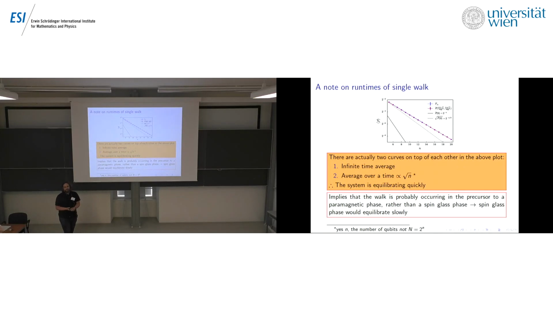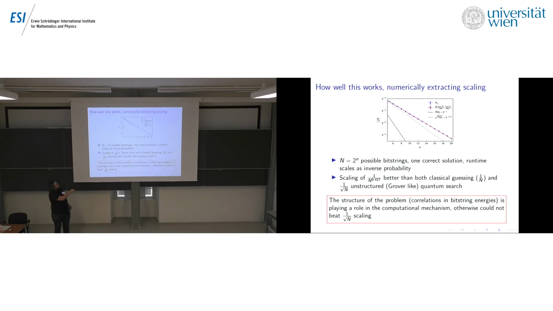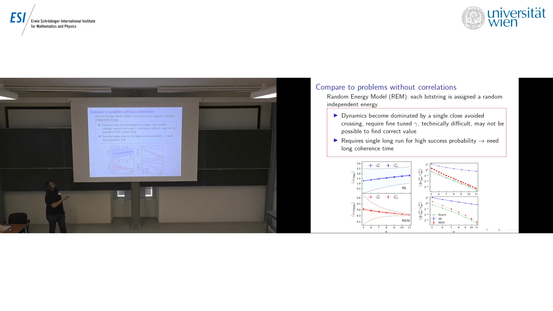So if you're thinking of this system as sort of a quantum spin glass, there aren't really phases because we're at a finite size, but our gamma values we've chosen are probably in the precursor of a paramagnetic phase rather than a spin glass phase because we're equilibrating in a pretty short time. And we can see we're equilibrating because the infinite time average, which you can calculate using some mathematical tricks, and the average over a short time just sit right on top of each other.